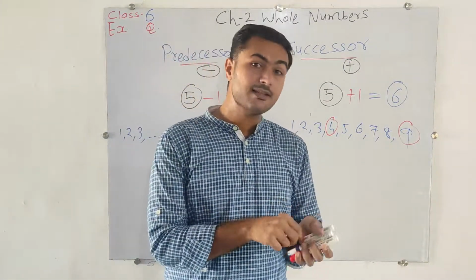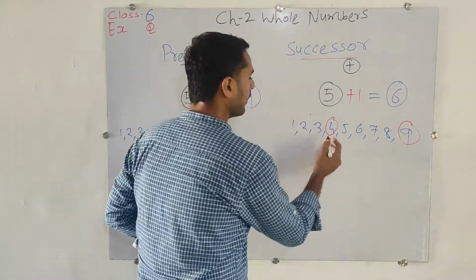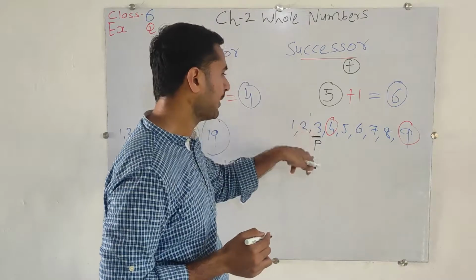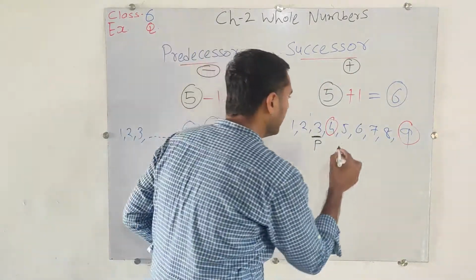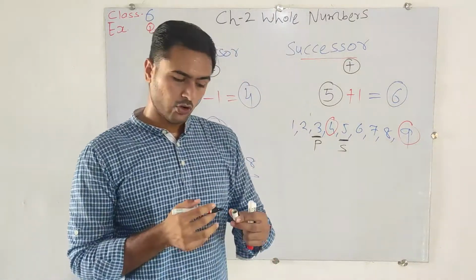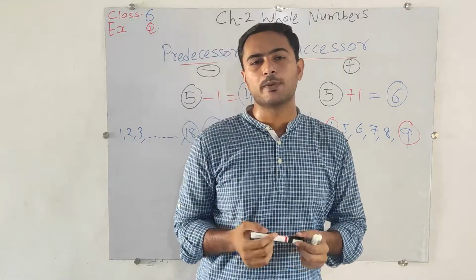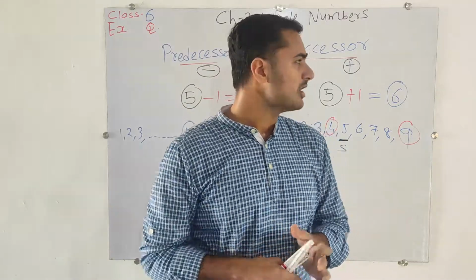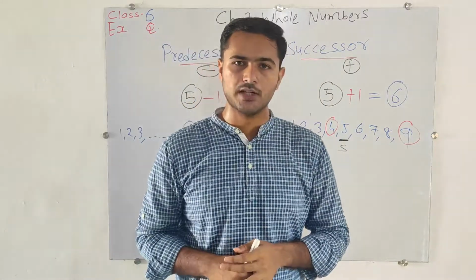Okay, predecessor means the previous number. So for 4, the number 3 is the predecessor, and the successor, the next number, is 5. So here I can write the successor. This is how we can find out the predecessor and the successor. I hope you understood properly. Now just pause the video and note it down.